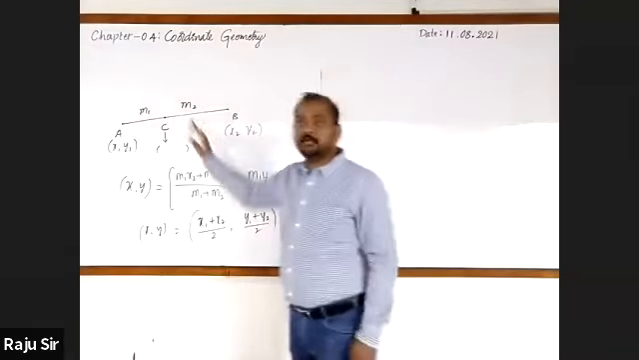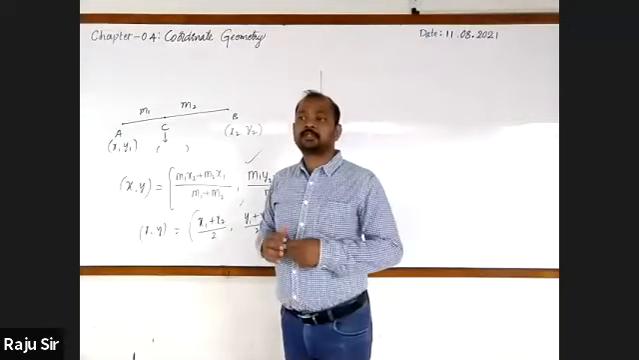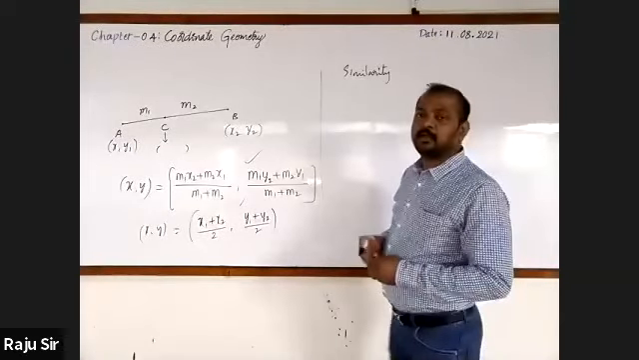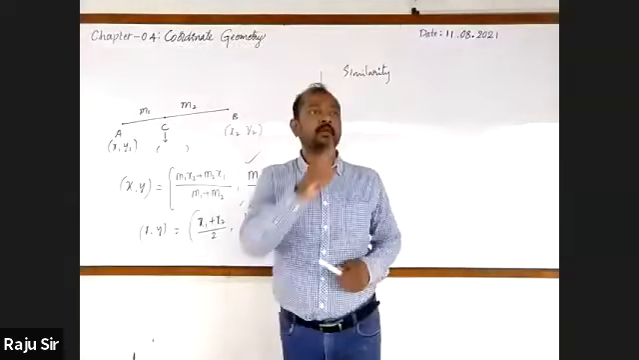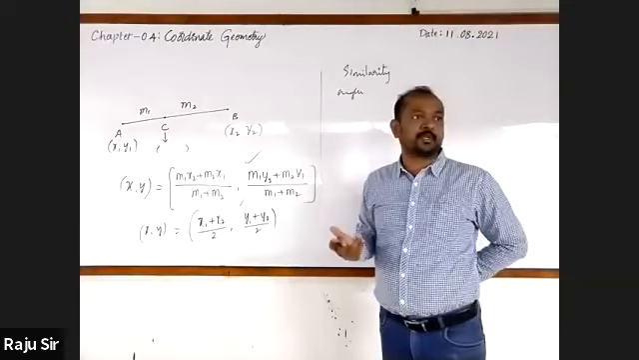Then to derive these 2 formulas, we have used a triangle concept. What is that? Pythagoras theorem. Similarity concept. You can say 2 triangles are similar if and only if the corresponding angles are equal and the corresponding sides are in the same ratio or in proportion, right?